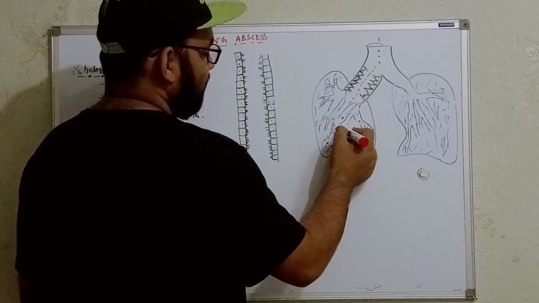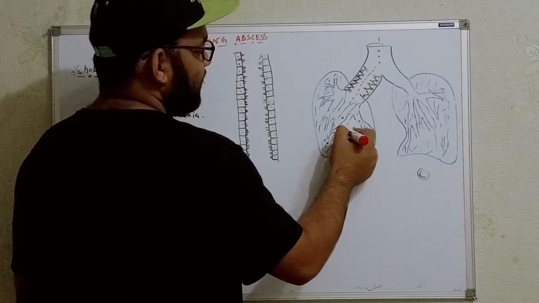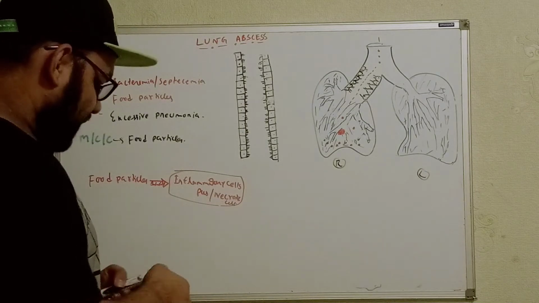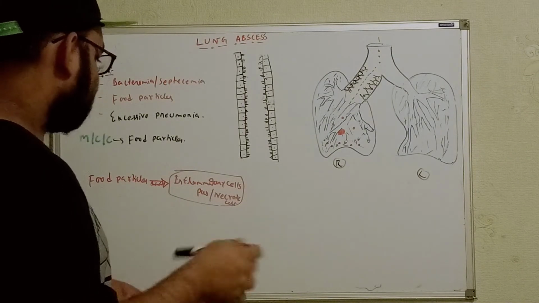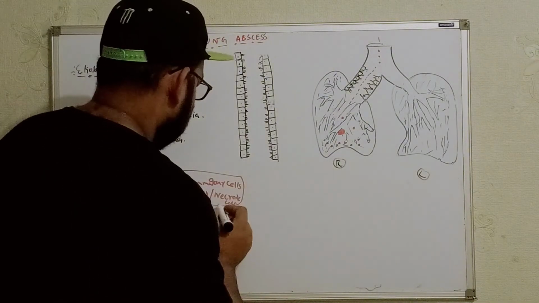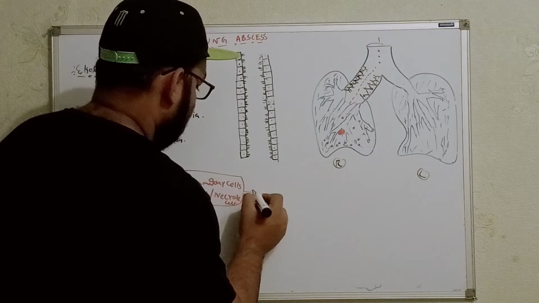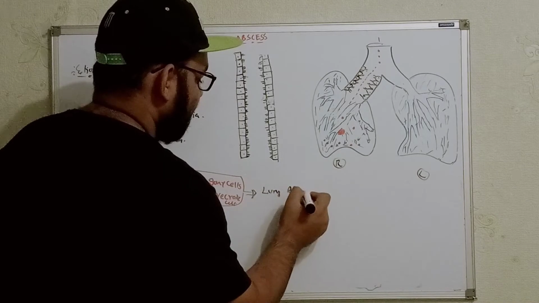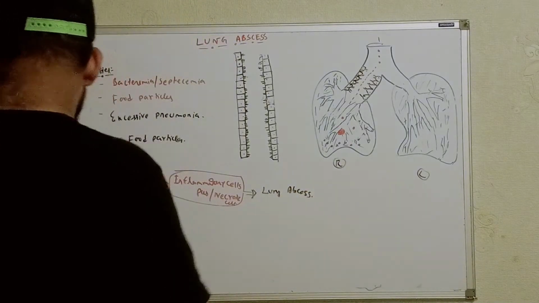This whole portion will be the accumulation of the pus along with the necrotic cells. Now this thing can be regarded as lung abscess. Now if you want to show it with another diagram, let me show you here.